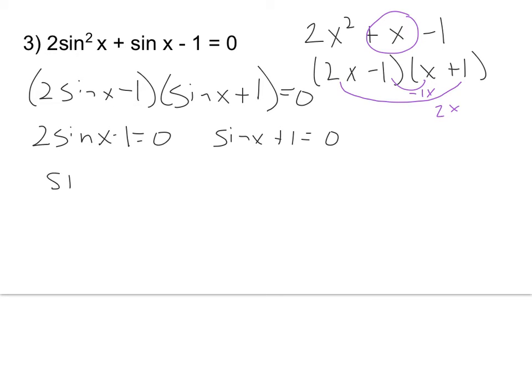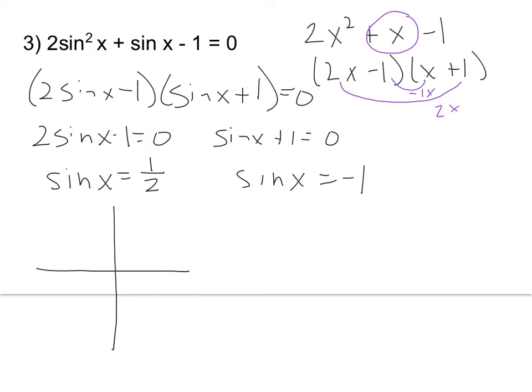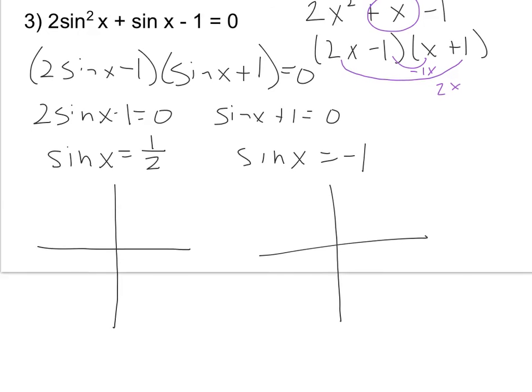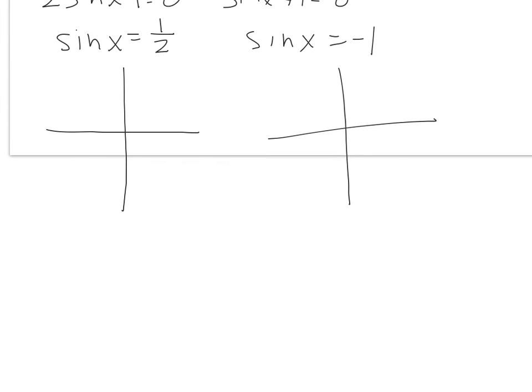So for this first one, I have sine x is equal to, I add the 1 over, divide by 2. And the second one, sine x would be equal to negative 1. So I'm going to draw two separate graphs.